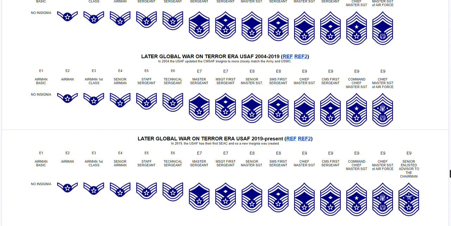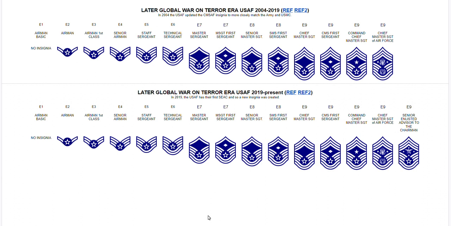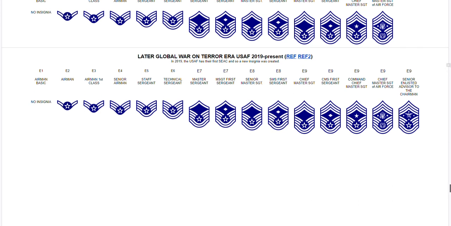And then finally in 2019, they created a position. It wasn't new. The Senior Enlisted Advisor to the Chairman was old, and there had already been a Senior Enlisted Advisor to the Chairman. But they created a new insignia in 2019 as a new Senior Enlisted Advisor to the Chairman. A new Air Force Senior Enlisted Advisor to the Chairman took that role. So that is the newest rank for the Air Force, which gives them now 5 E9 patches: Chief Master Sergeant, First Sergeant, Command Chief Master Sergeant, Chief Master Sergeant of the Air Force, and Senior Enlisted Advisor to the Chairman.